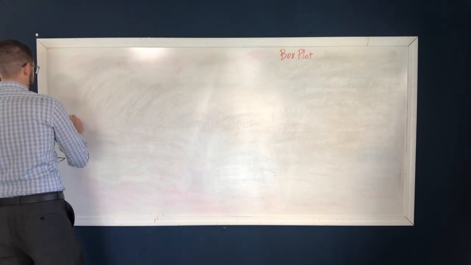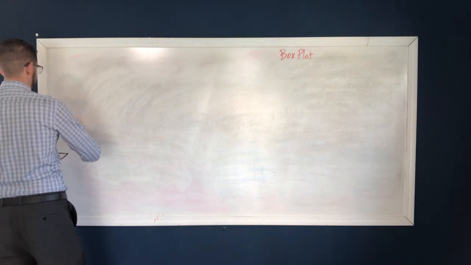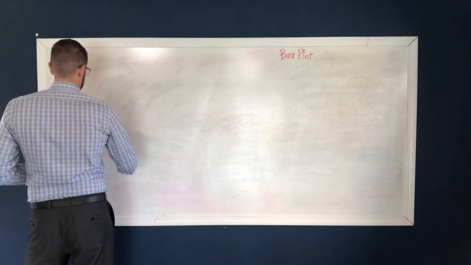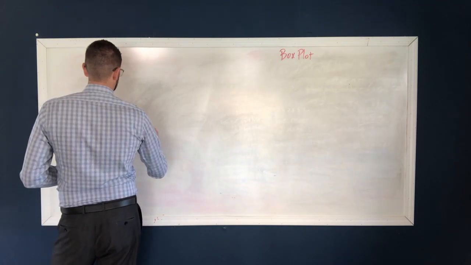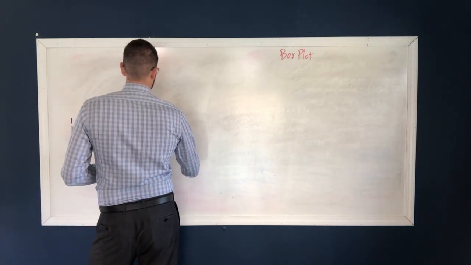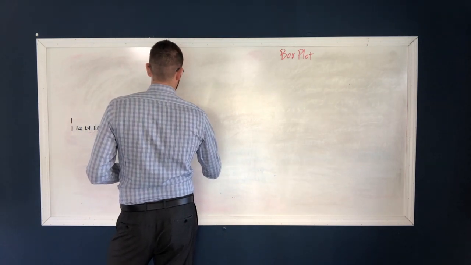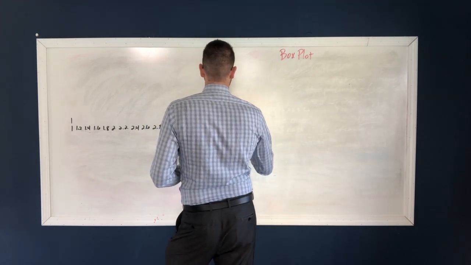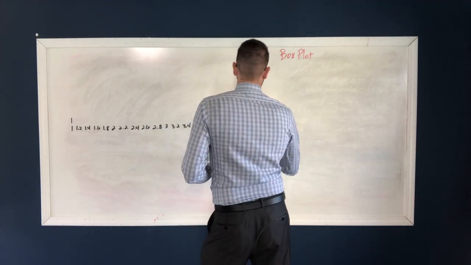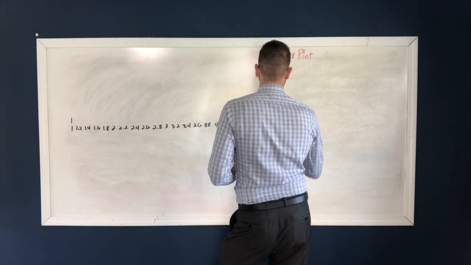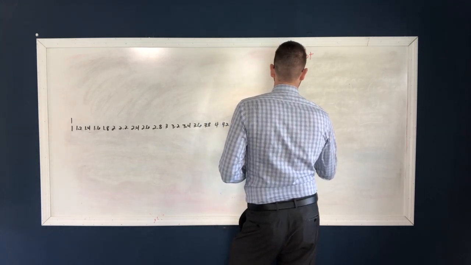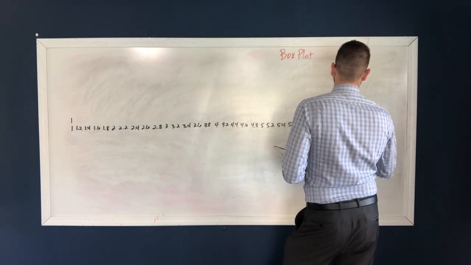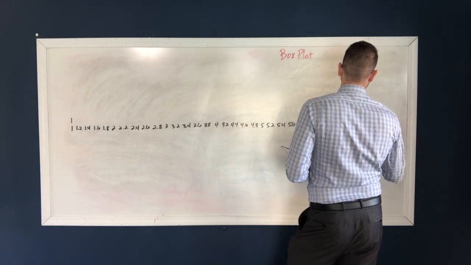So again, I'm going to do my number line. Two, 2.2, 2.4, 2.6, 2.8, 3, 3.2, 3.4, 3.6, 3.8, 4, 4.2, 4.4, 4.6, 4.8, 5, 5.2, 5.4, 5.6, 5.8, 6, 6.2, 6.4, 6.6, 6.8, and 7.